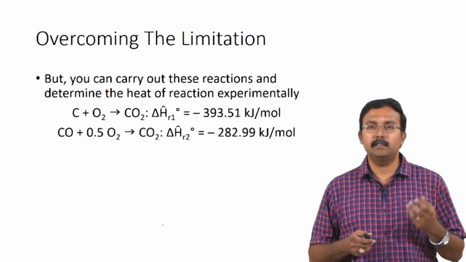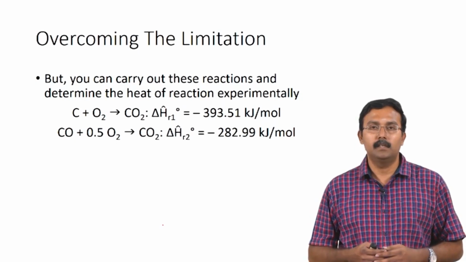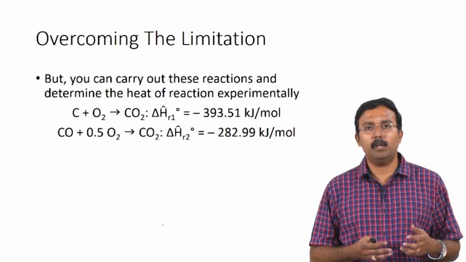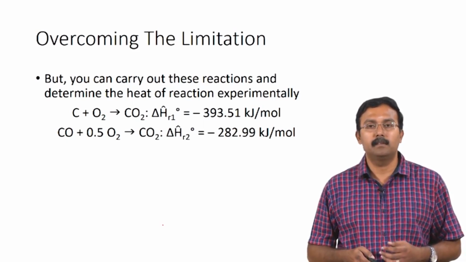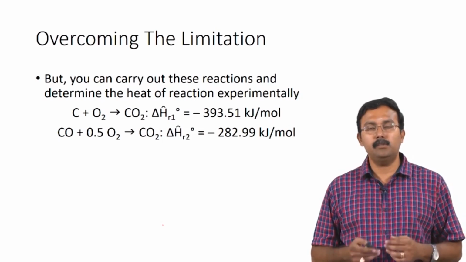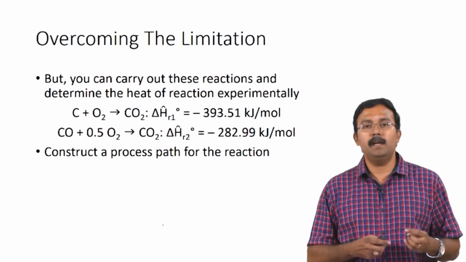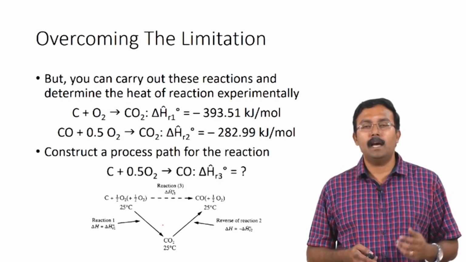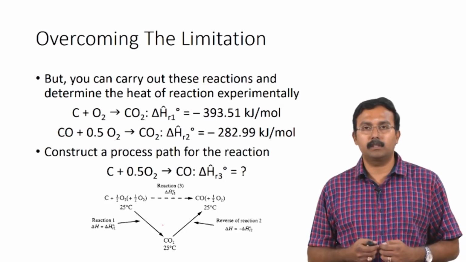The other reaction is you take carbon monoxide and let it react with oxygen to form carbon dioxide. Again, this reaction is also quite possible, because once we have carbon monoxide, we can easily let it react with oxygen to form carbon dioxide, and the heat of reaction for these two can be measured. Once we have this, we can build a process path for the reaction of interest. Our reaction of interest is carbon plus half oxygen gives carbon monoxide.